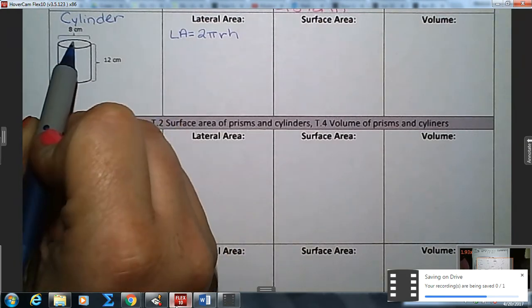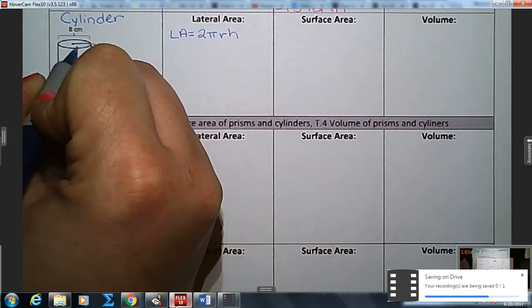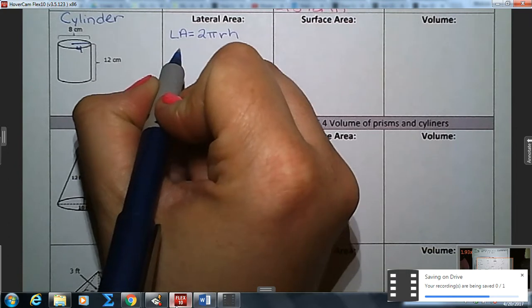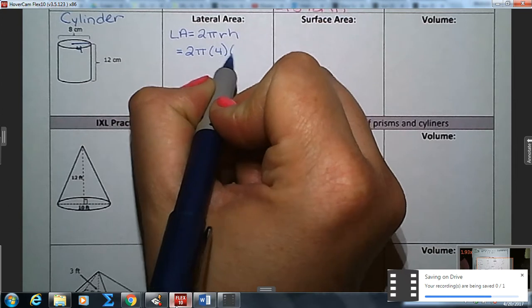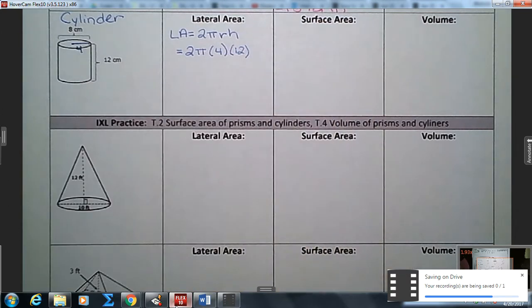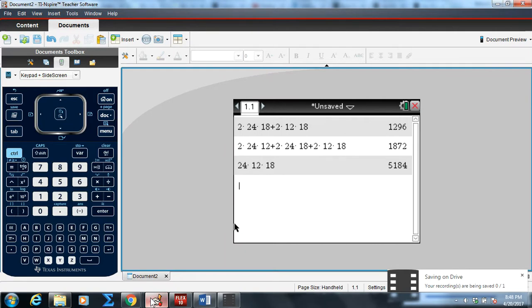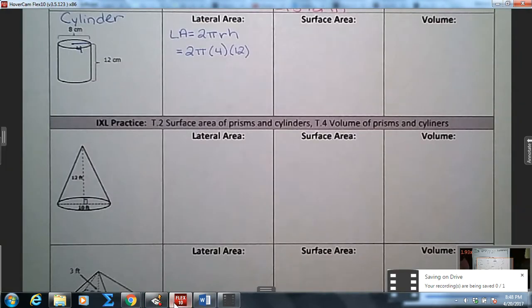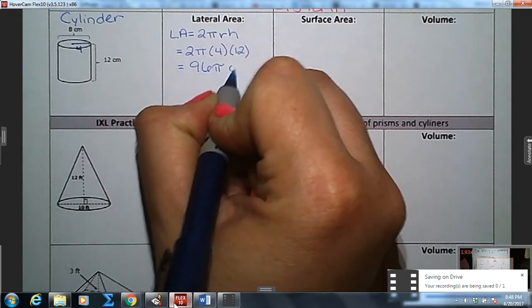Okay, we are given a diameter value of 8, which means the radius is only 4 centimeters. 2 times pi times a radius of 4 times a height of 12. I'm going to come up with what's called the exact lateral area, and I'm going to do everything except use the pi button. So 2 times 4 times 12, 96. So the exact lateral area is 96 pi centimeters squared.